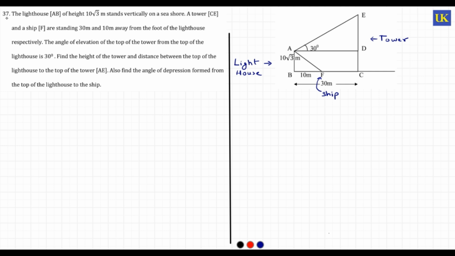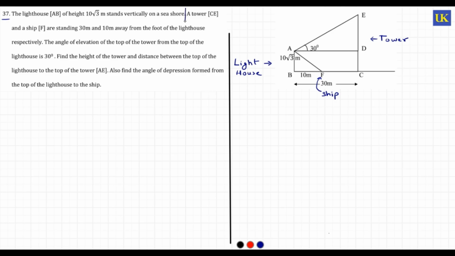So students, here we will be studying question number 37, and the question says that AB is a lighthouse, and the height is 10 root 3 meter. It stands vertically, straight on the seashore.